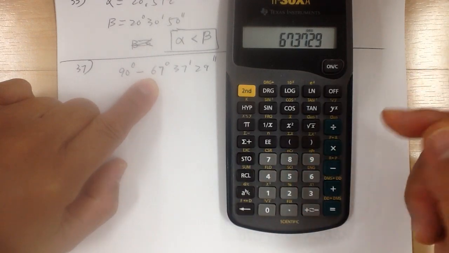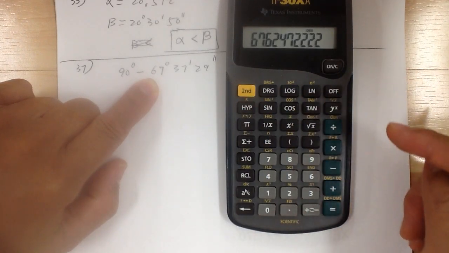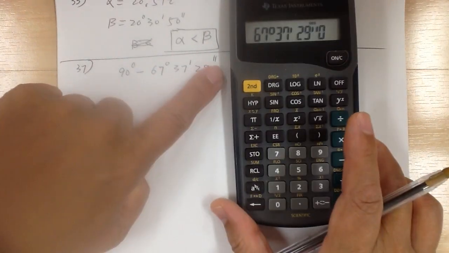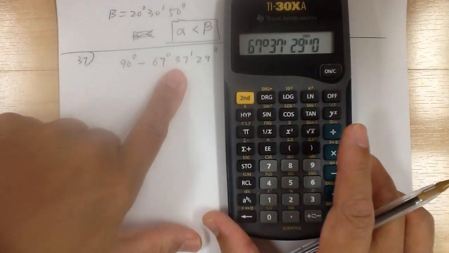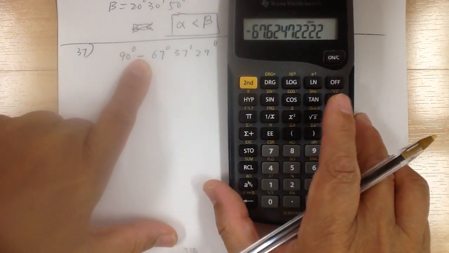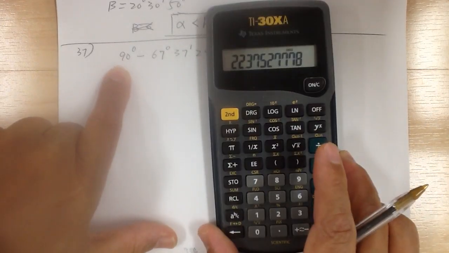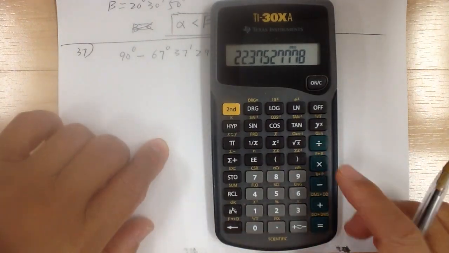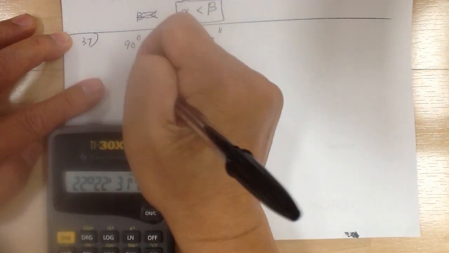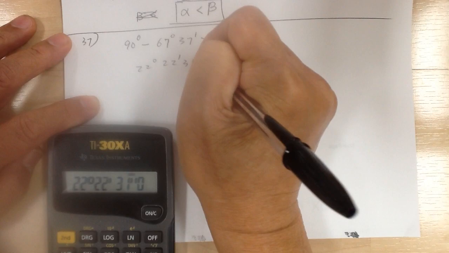I'm going to enter 67.3729 and convert into decimal degrees. Then I'm going to convert back into DMS. Okay, so now I have this number, right? So now I'm going to put a negative in front. Then I'm going to plus 90, equal. So now I end up with that. I'm going to convert back into DMS again. So I get 22 degrees, 22 minutes, and 31 seconds.